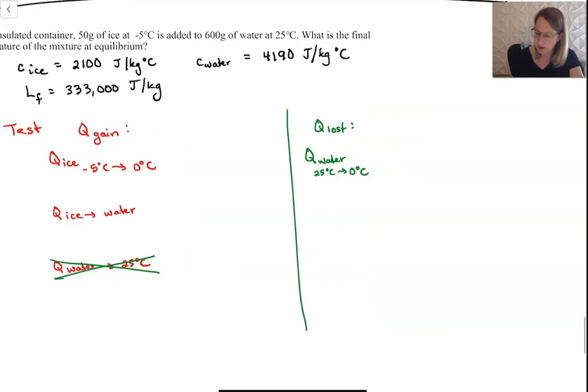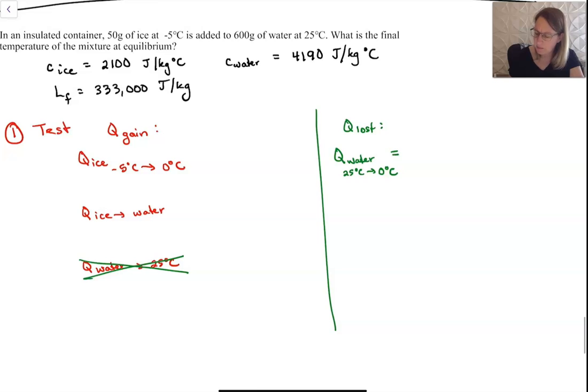So we'll start over there. This would be the mass times the specific heat of water times the temperature change. In this case, let's say we take it all the way down to 0 C. That would be the maximum we could get before it had to start turning into ice. So 0 C minus 25 C, and notice we already get the negative sign in this.